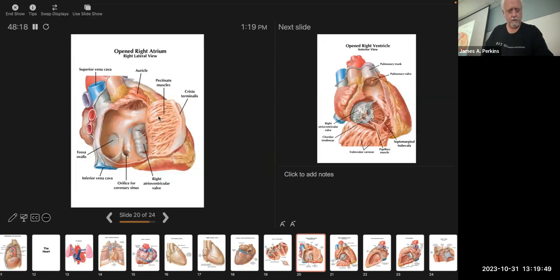You'll find them in the left atrium also. The left atrium does not have a crista terminalis, only the right atrium.